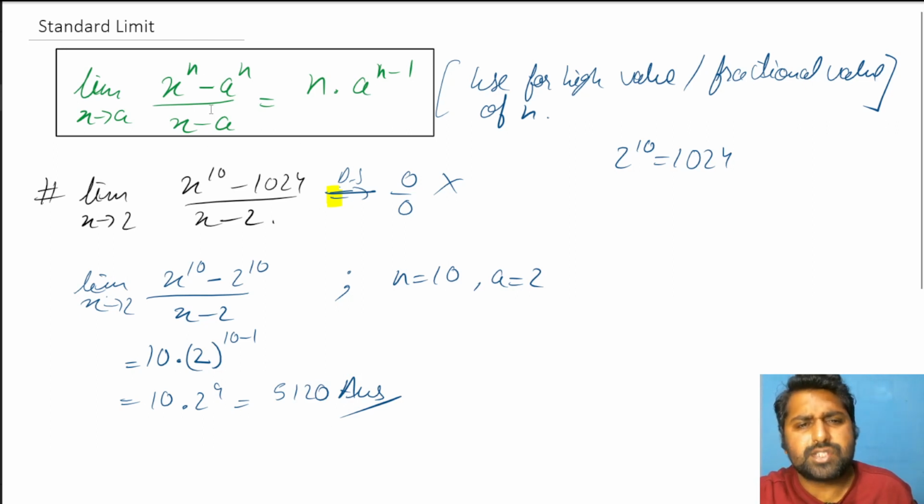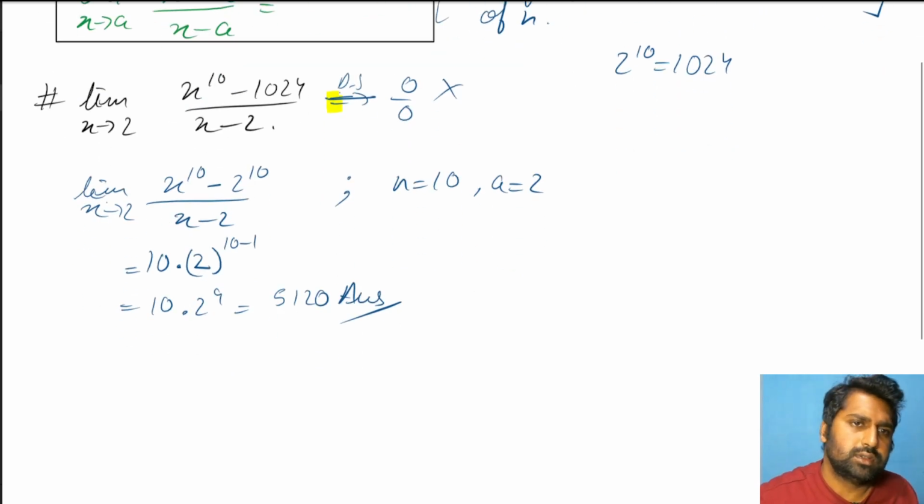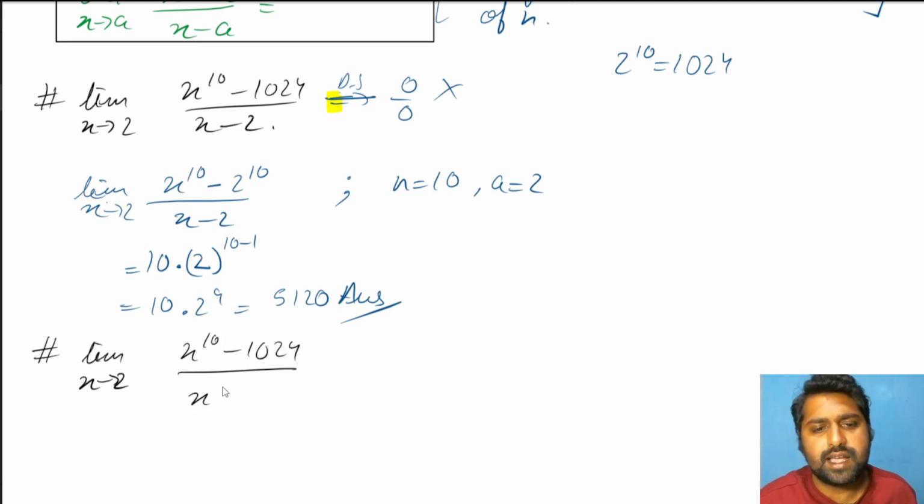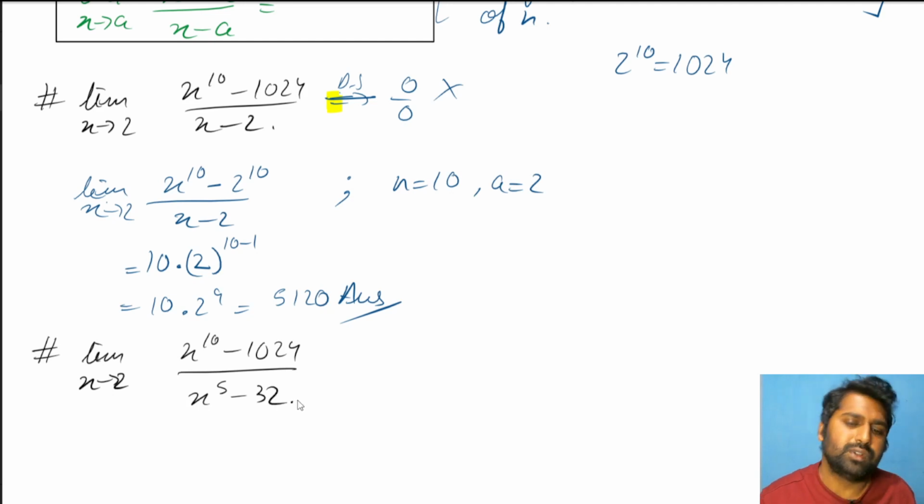The format has to be matched exactly. Remember that. Next, limit x tends to 2, this time x raised to power 10 minus 1024, but the denominator is x raised to power 5 minus 32. Now what will you do?